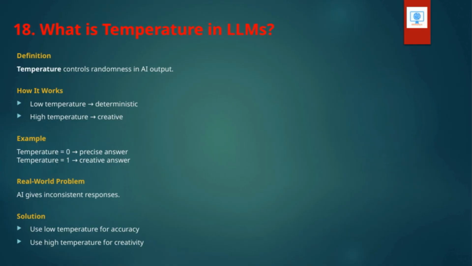In real-world applications, we've seen that AI can sometimes give inconsistent responses, especially when asked the same question multiple times. That's where temperature settings come into play. To address this, the solution is simple. Use a low temperature when you need accuracy and consistency. But if you're aiming for creativity, like generating ideas or stories, a higher temperature can be very useful. So, controlling temperature is a key tool for balancing precision and creativity in AI outputs, which ties into the overall theme of making AI more adaptable to different needs.